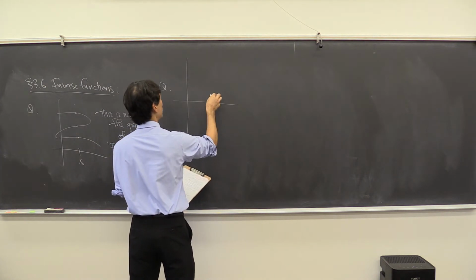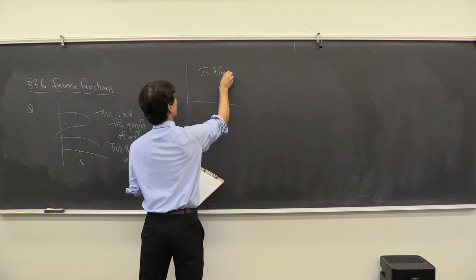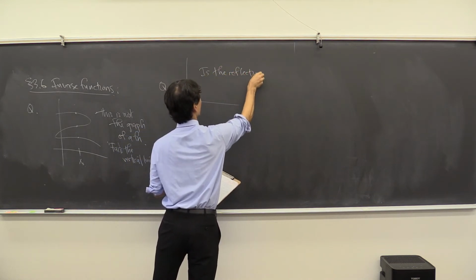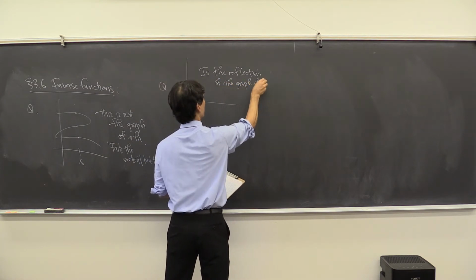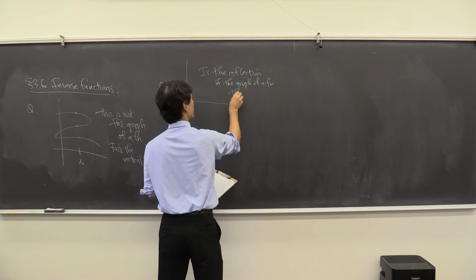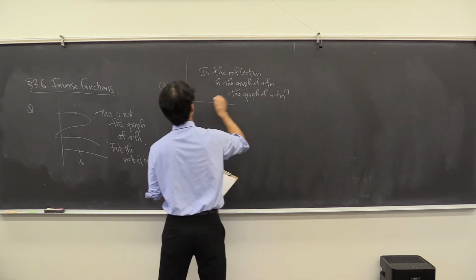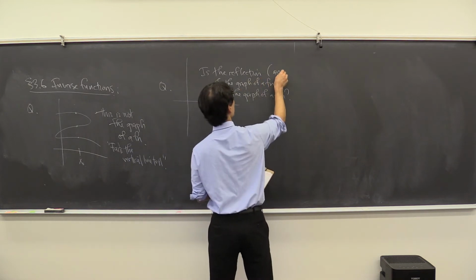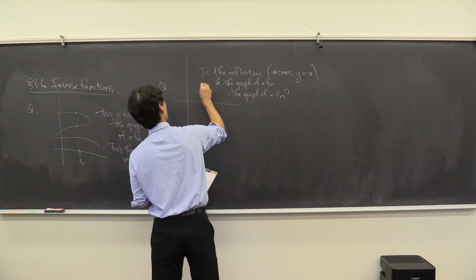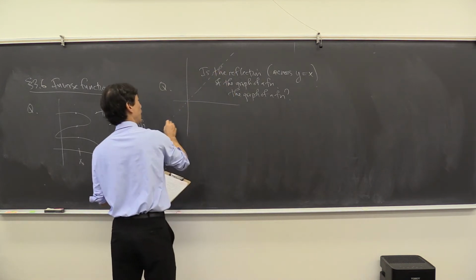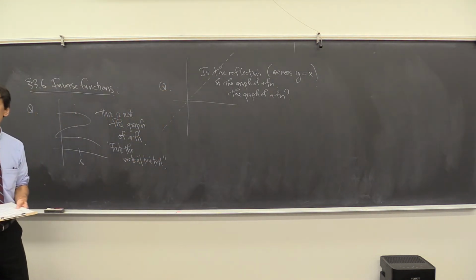Suppose I have the graph of a function. Is the reflection of the graph of a function the graph of a function? And the reflection across the line y equals x. So you have the graph of a function, and then you reflect it across this line. Is it still a graph of a function?